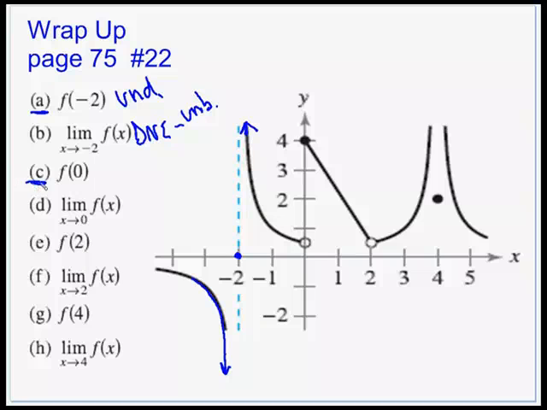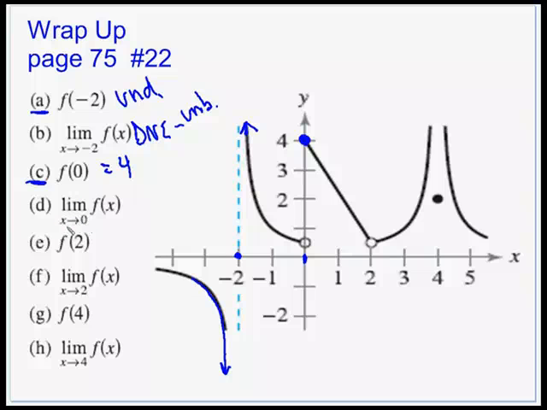All right, part C. What is f of 0? Well, if I go to x is 0, and I look down here, I don't see the function anywhere. If I look up, I go through this hole, and I hit the function right here. We are defined right there at a value of 4. So f of 0 equals 4.